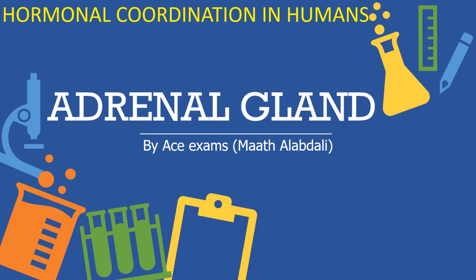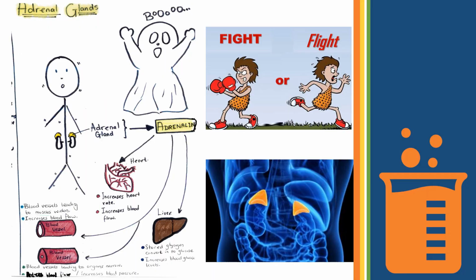So the next hormonal coordination in humans is the adrenal gland. So again, this is a nice little diagram that summarizes the process. The adrenal gland helps us prepare for fight or flight situation in case we are scared.